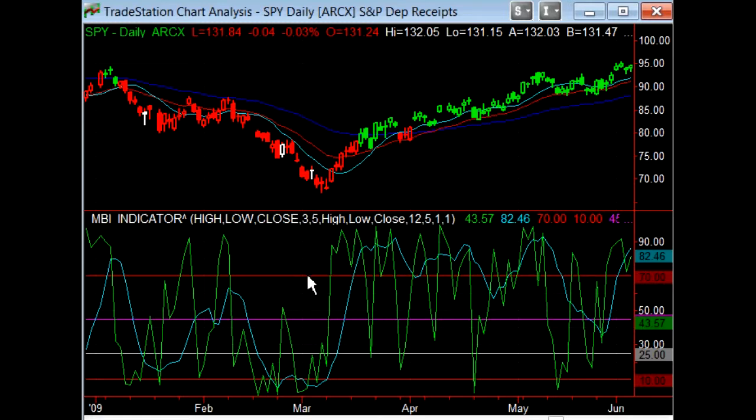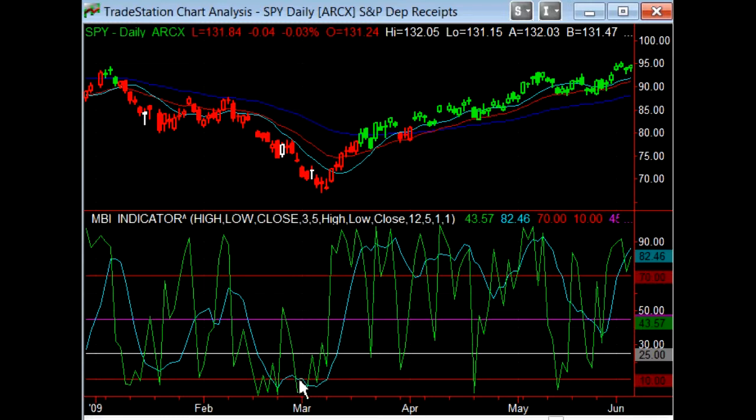You'll read a 70 line here in red, the magenta at 45, a 25 line, and a 10 line. Anytime you get below this 10 line, you've reached a point where you're at an extreme oversold. But as we know with markets, you can remain oversold. It becomes critical when you get the crossover and it corresponds to the MBI reading. It has to be under a very specific set of circumstances.